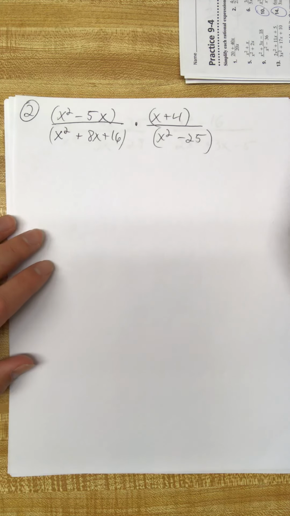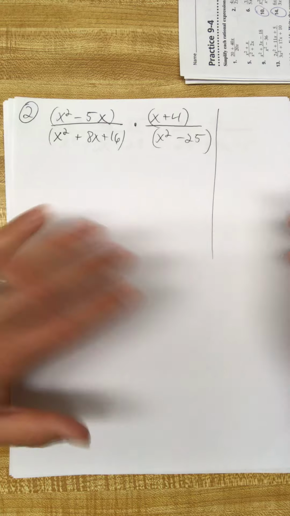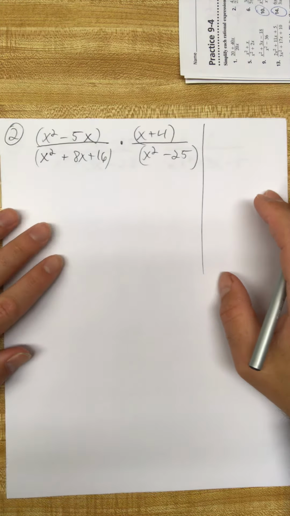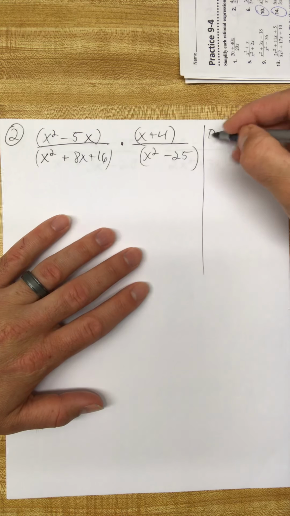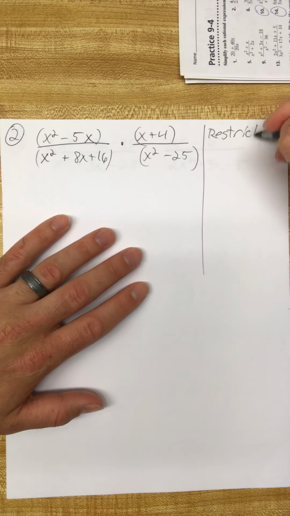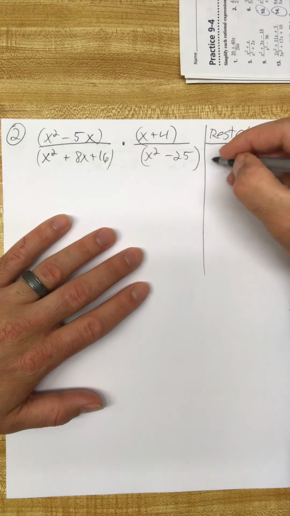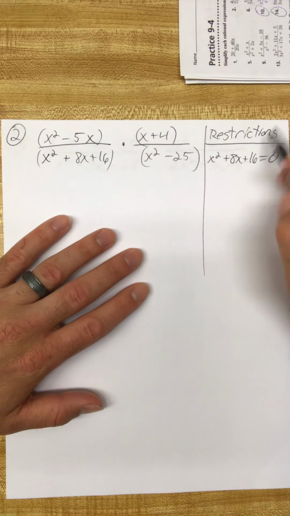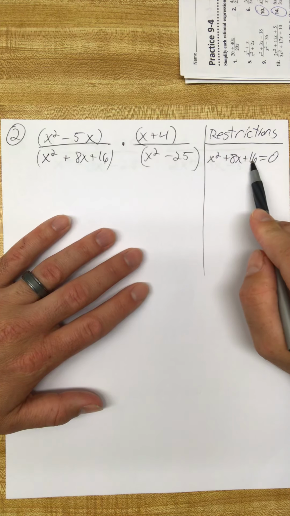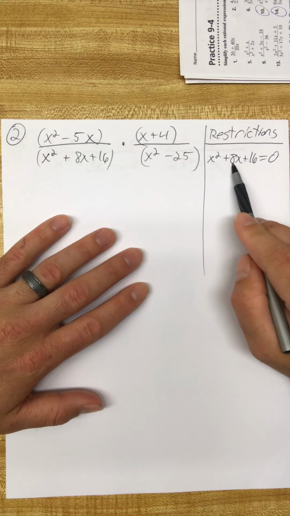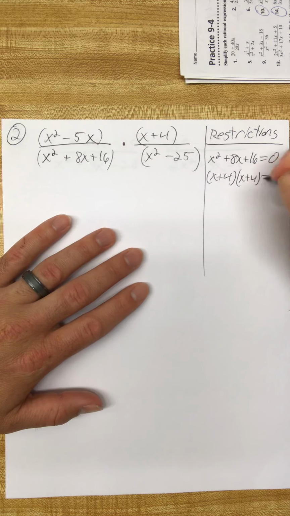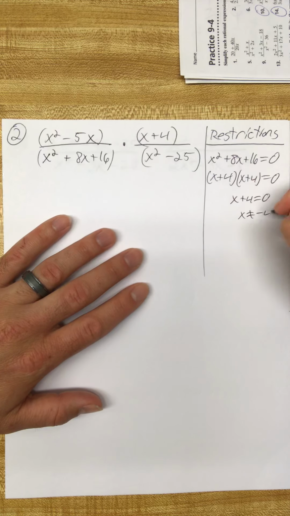All right, so next up, something kind of similar. I just wanted to throw in some different types of factoring with this stuff. So again, first up, get those restrictions. We have x squared plus 8x plus 16 equals 0. So we're looking for factors of 16 that add up to 8. So 4 and 4. So x plus 4 times x plus 4 equals 0. You can just do 1: x plus 4 equals 0. So x cannot equal negative 4.